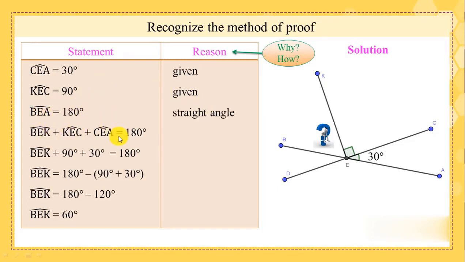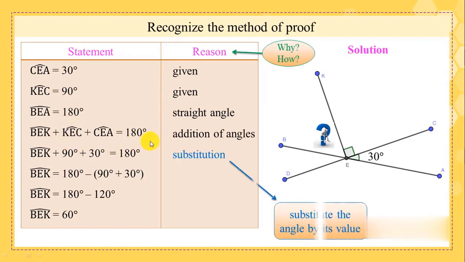The sum of the three angles equal 180 degrees, sum of angles or addition of angles. Here we are substituting each angle by its value. So the reason is substitution. Substitute the angle by its value. Here we have addition because we are adding 90 and 30.